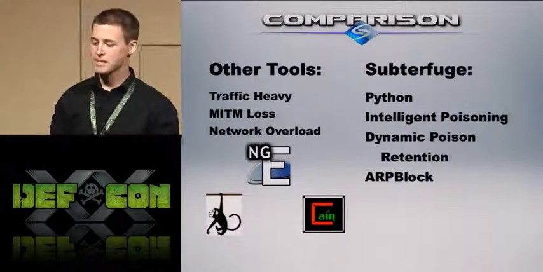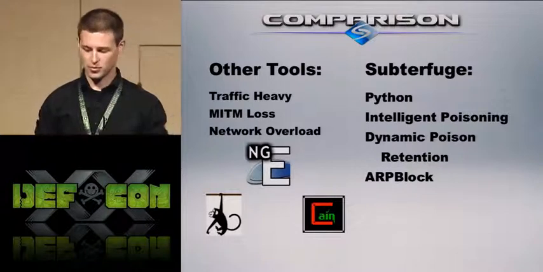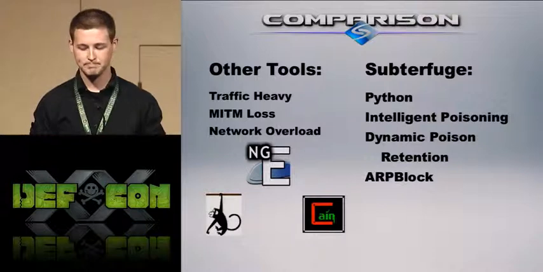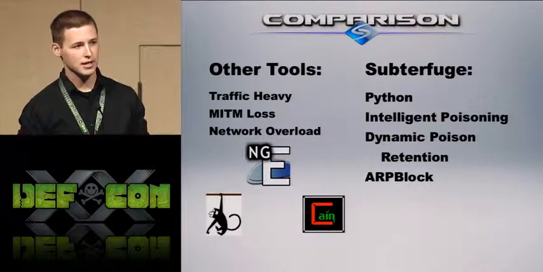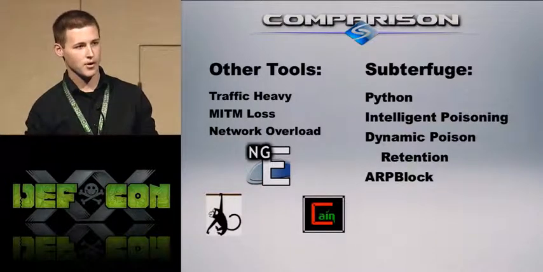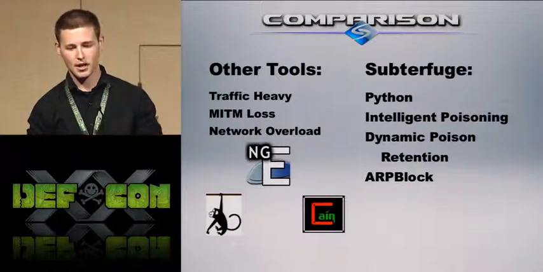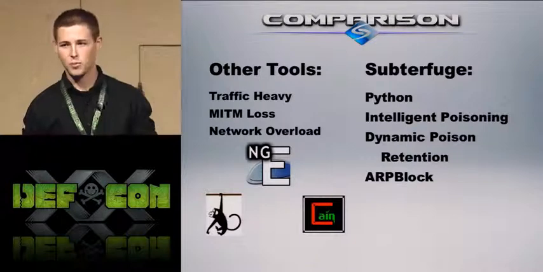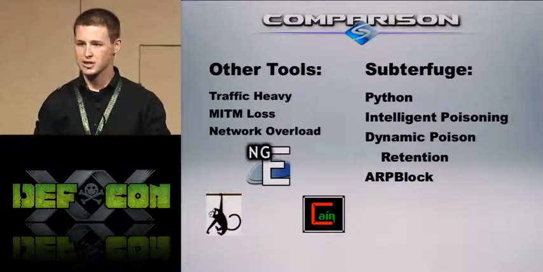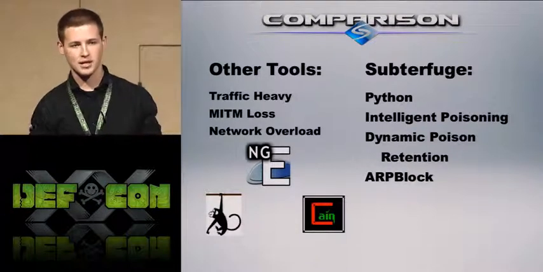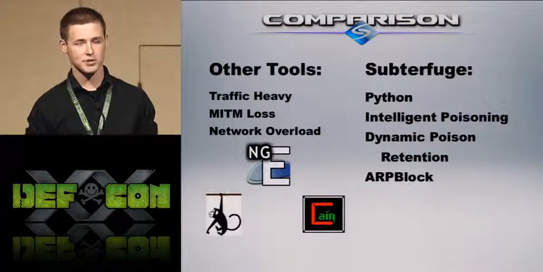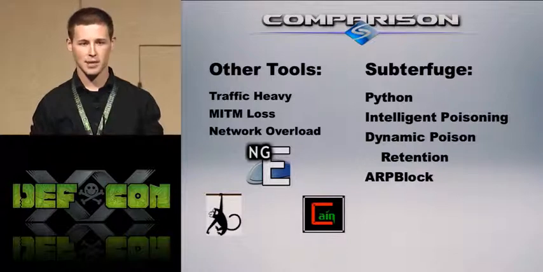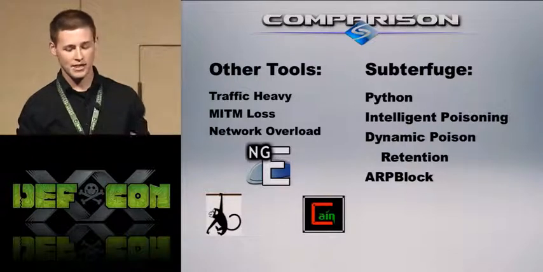That's a pro. The other thing is it also has what we like to call intelligent poisoning and dynamic poison retention. Now, intelligent poisoning is what allows you to change the throttle of how fast the ARP poison packets are coming out. On that threshold, there's only one packet being sent out. So instead of constantly doing ARP scans, seeing who's there, sending out poison packets, or just spamming every single IP address, it's intelligent in that it sends out one packet on a certain threshold, and that's it.